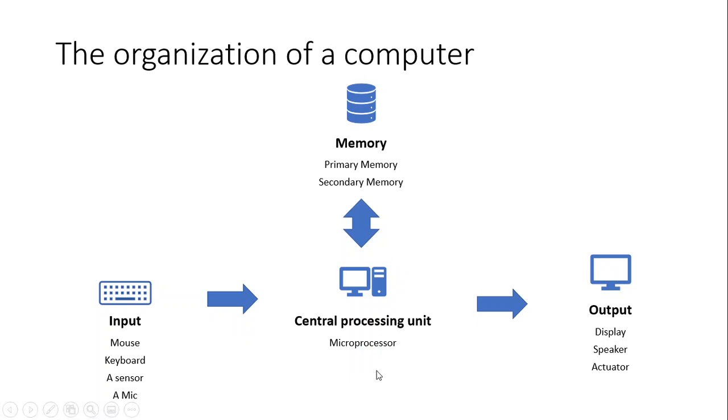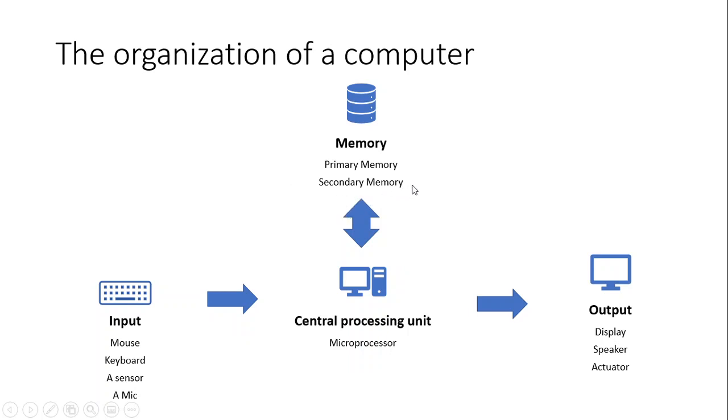The CPU or microprocessor does all the processing, and the data to be processed, the results of processing, and the program that tells the microprocessor how to process that data, all of it is stored in the memory. Now, I mentioned here two types of memory: primary memory and secondary memory. Primary memory is the memory that can be directly accessed by the microprocessor, like your RAM, random access memory. And secondary memory is the memory that cannot be directly accessed by your microprocessor.